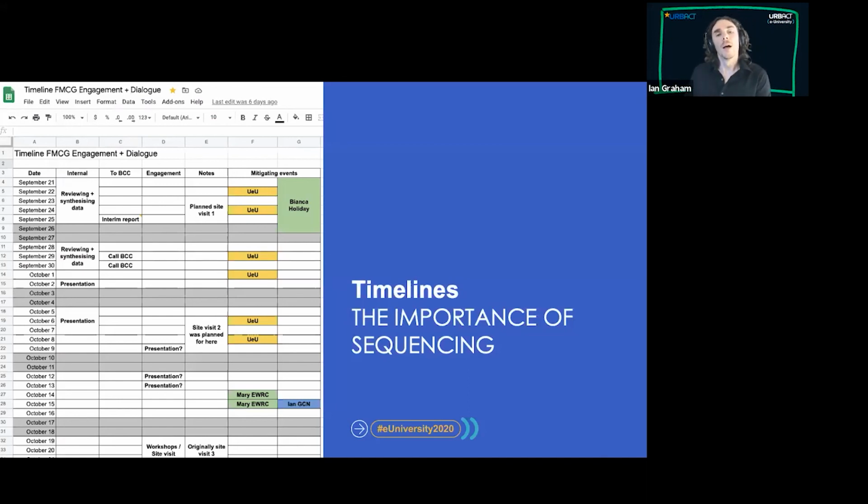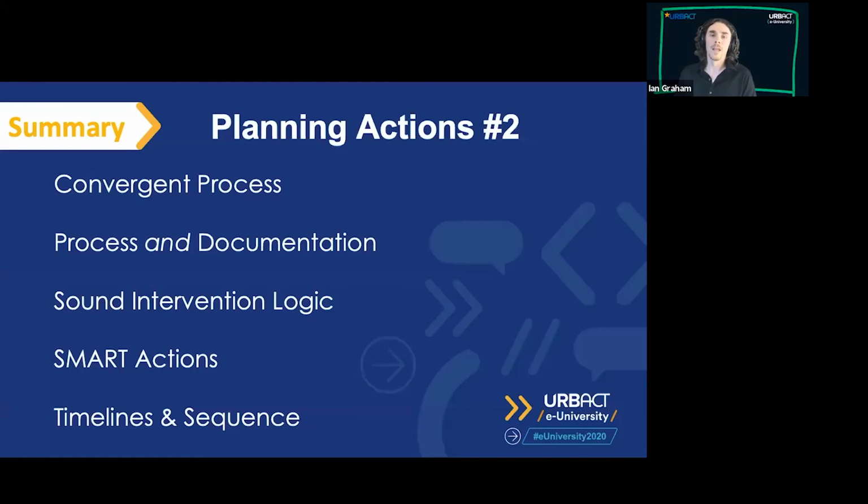As I say, the point I want to make is it's important to have sequenced and thought about that sequencing and recorded that somewhere as well. So that gives us the full picture then of this convergent process, which is making things concrete, about the process and the documentation working together, doing that in a sound intervention logic that's coherent and makes sense, SMART actions that are sequenced in a clear timeline. So that's the essence of it. That's the core parts of it, really.